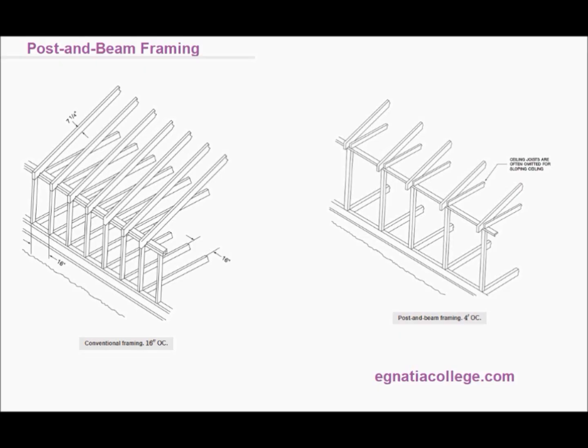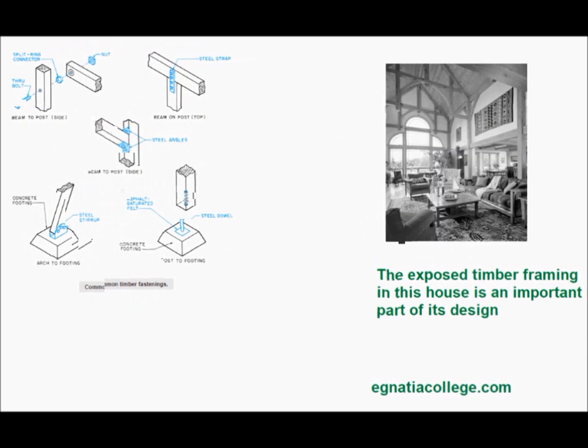Post and beam framing. Platform framing and balloon framing are characterized by closely spaced, lightweight framing members. Post and beam framing uses heavier framing members spaced farther apart. These heavy timbers are joined or fastened with special hardware. Because post and beam framing uses fewer pieces of material, it can be erected more quickly.